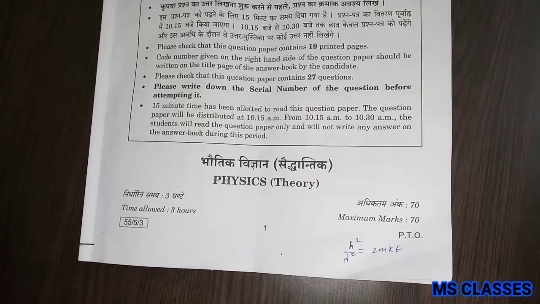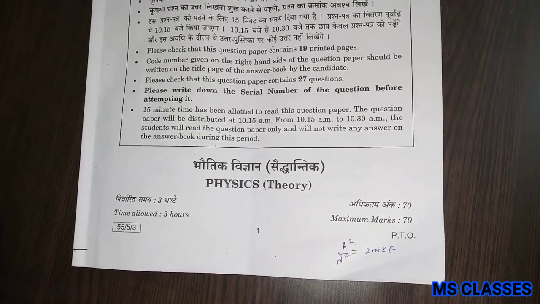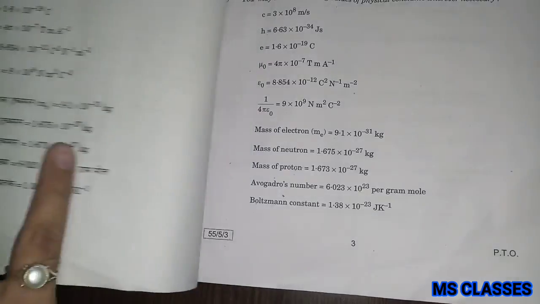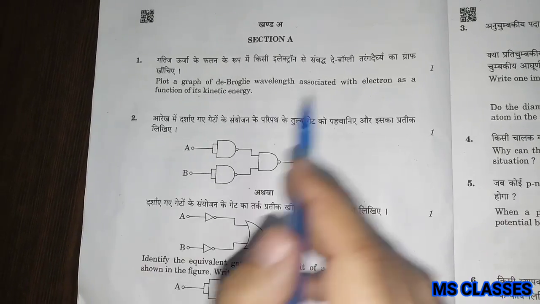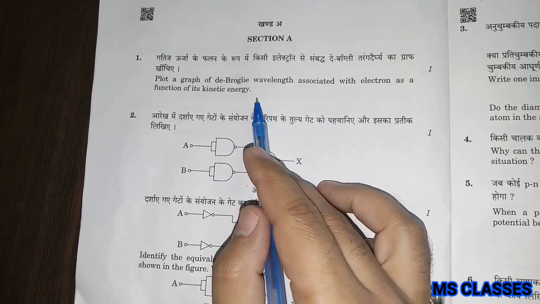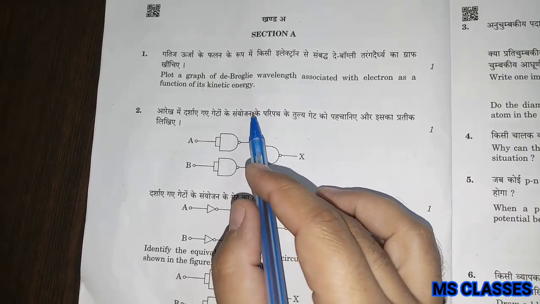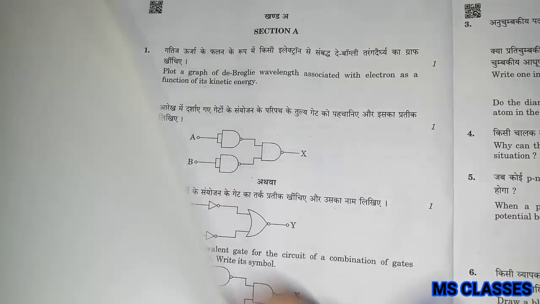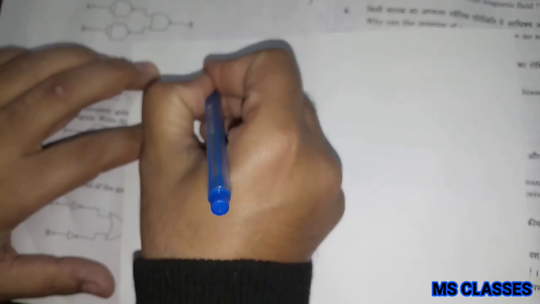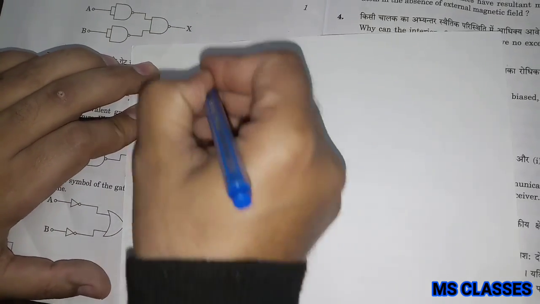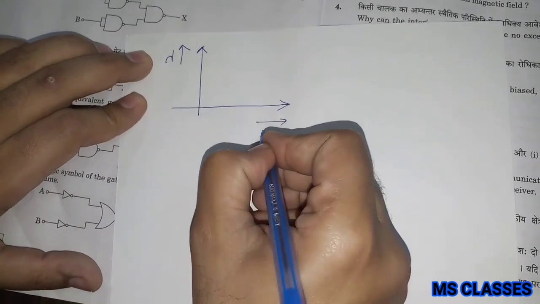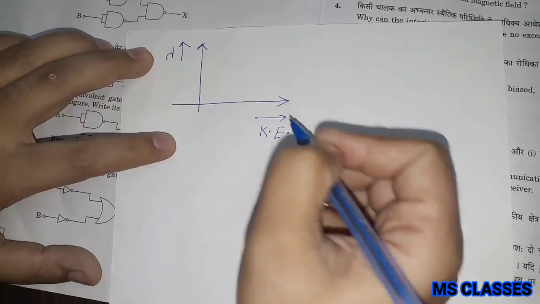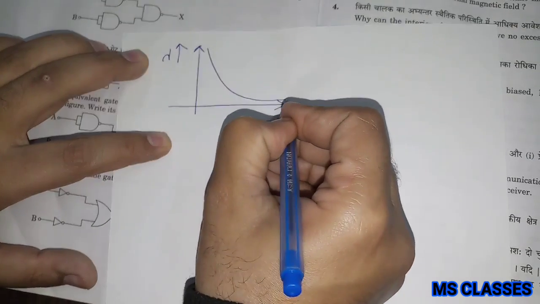Today we will discuss the CBSE 2019 Physics Board paper. So let's start with the first question. Plot a graph of de Broglie wavelength associated with electron as a function of its kinetic energy. So for this, the graph would be, so this is the de Broglie wavelength, and here this is the kinetic energy, and this would be the graph.